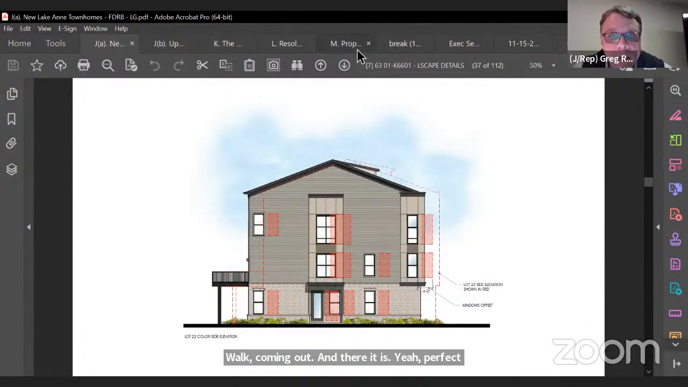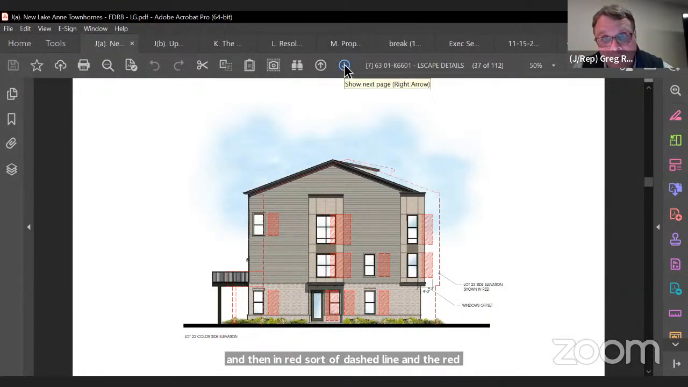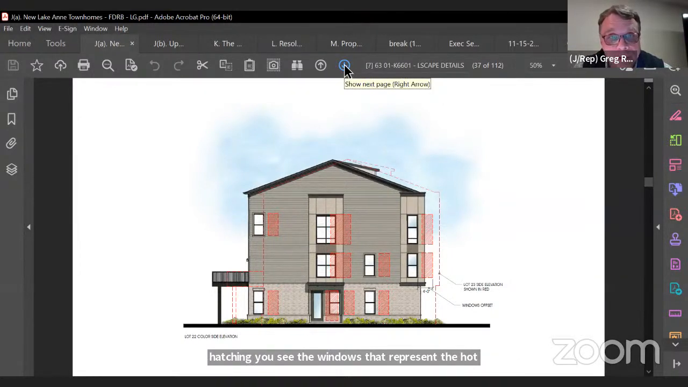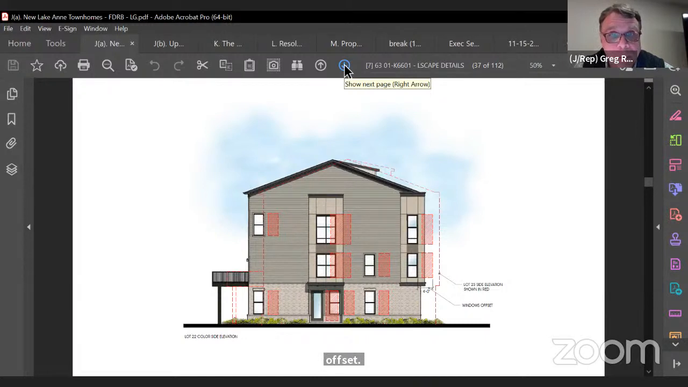So the main house that you see is lot 22. And then in red sort of dashed line and with red hatching, you see the windows that represent the house across from it, which would be on lot 23. And so you can see most of the windows are not lined up anymore, and that takes care of the privacy concerns. The stoops don't directly abut each other. They're a little bit offset. So we hope that addresses the concerns, especially with respect to privacy.